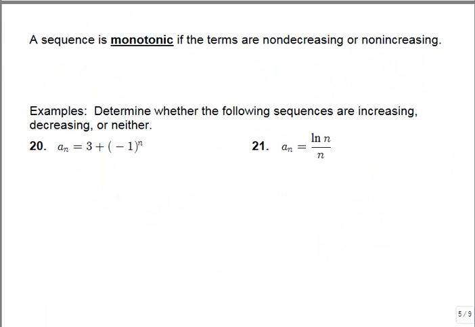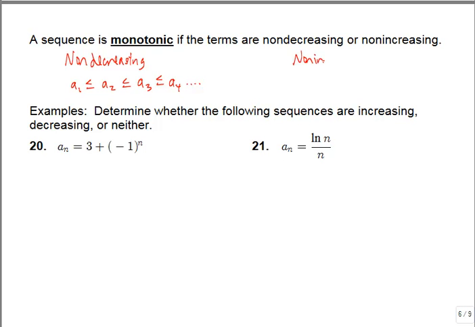Now when we talk about sequences, sometimes we talk about whether or not they are monotonic. Now monotonic means that the terms are either non-decreasing or non-increasing. So non-decreasing basically means that each of your terms is greater than or equal to the term before it. So a sub 1 is the same as or smaller than a sub 2. A sub 2 is the same as or smaller than a sub 3. A sub 3 is the same as or smaller than a sub 4. So either your terms are staying the same or they're slowly getting bigger here, okay?